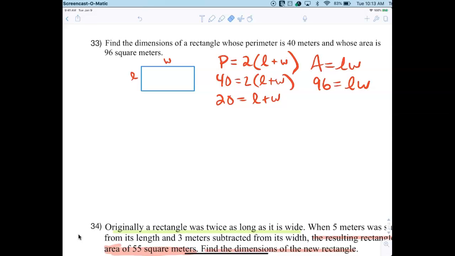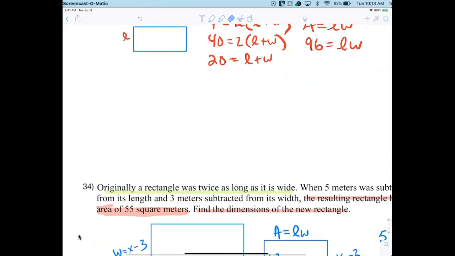Obviously, I want to do something more than mental math. So here's what I want to show you. Does everybody agree that the length, and this is what I want everybody to write, the length is equal to 20 minus the width? I took this equation right here.